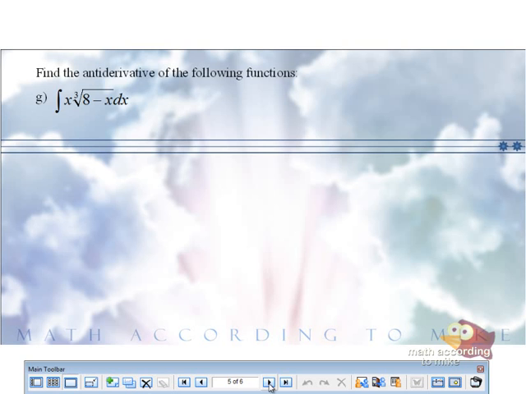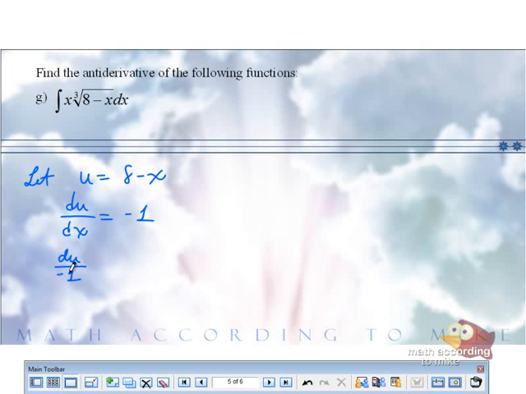That is x times the cube root of 8 minus x. What should we pick for u? Let's pick 8 minus x, only because it's the thing on the inside. So what does that make du dx? Negative 1. That makes du over negative 1 dx. Not too promising.